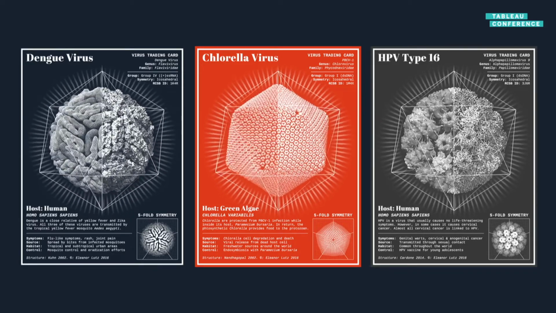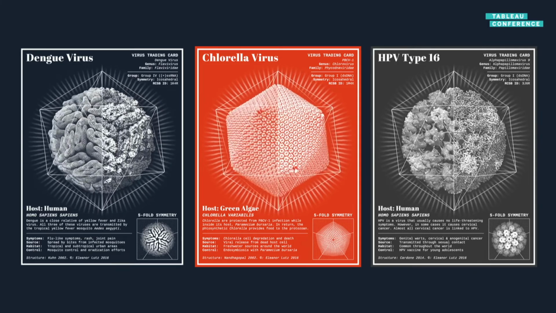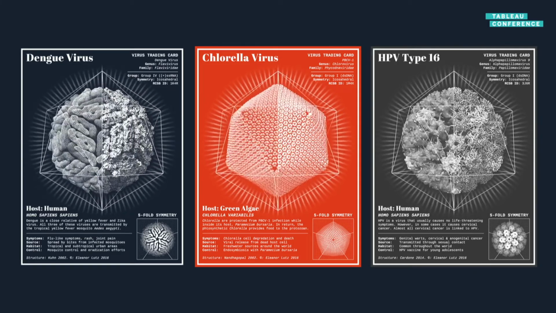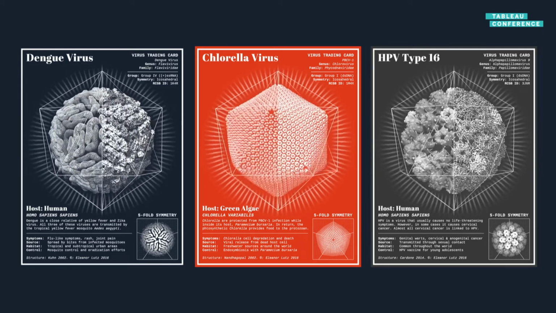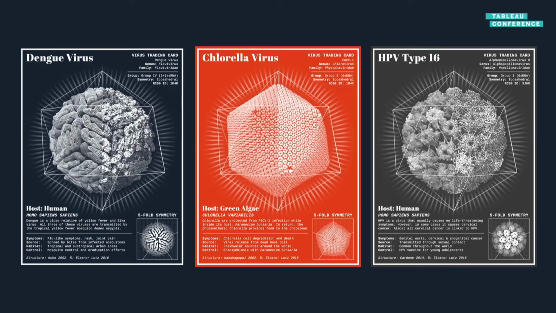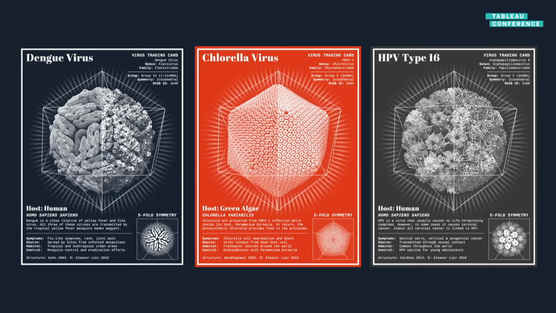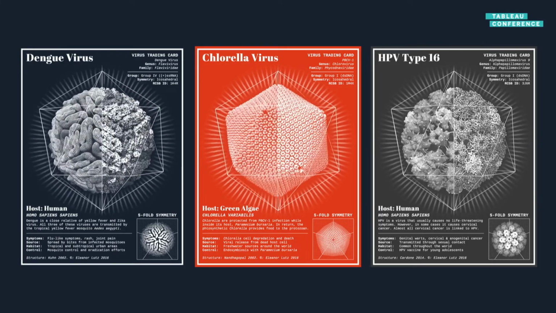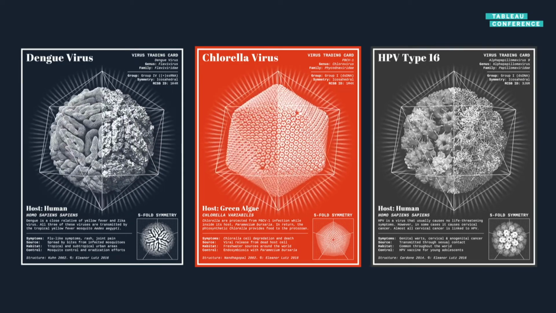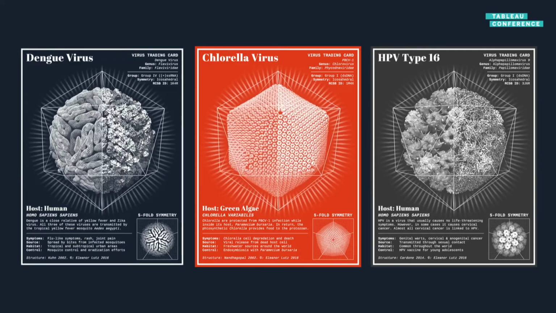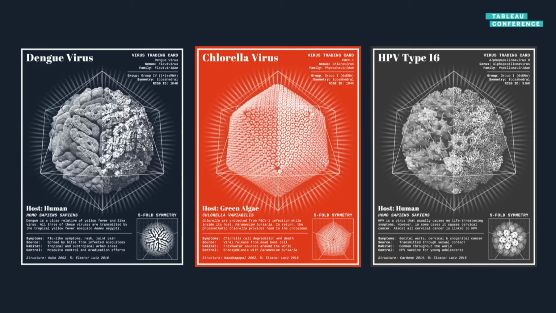So I've tried to address the same goal in many different visual stories. This is a series of virus trading cards that I designed using open data. Here, I'm showing you the protein structure that surrounds the genetic material inside of a virus. On the very left is the dengue virus, which is transmitted by mosquitoes. On the right is one of the higher risk strains of the HPV virus. And in the center is a type of giant virus that infects green algae.